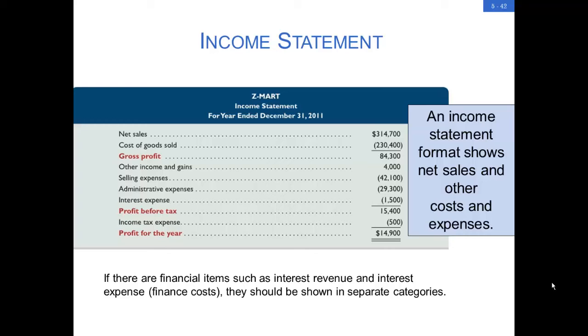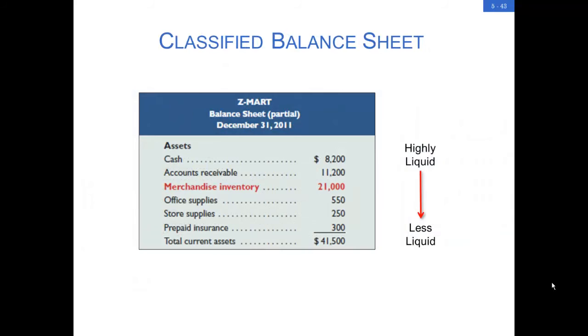The merchandiser's classified balance sheet reports the merchandise inventory as a current asset, usually after accounts receivable, according to its liquidity ranking. Inventory is usually less liquid than accounts receivable because inventory must first be sold before cash can be received from the customers. But merchandise inventory is more liquid than supplies and prepaid expenses. This slide shows the current asset section of Sapmart's classified balance sheet.